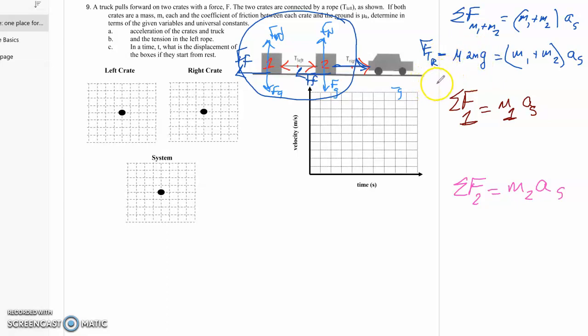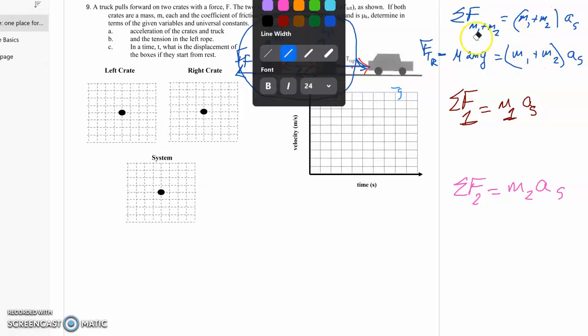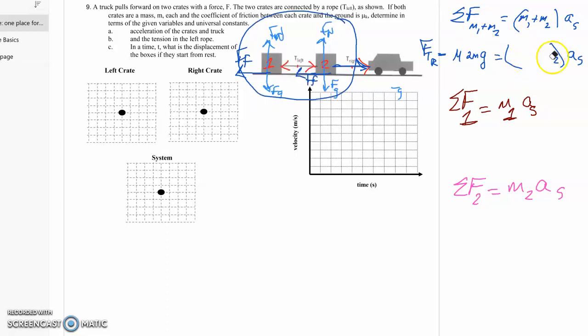Okay, so here we are. That's good. And this M1 plus M2 is also just 2m. Because the masses are the same, it doesn't have to stay M1 plus M2. So we can just call that equals 2m A of the system. Okay. All right. So that's great.